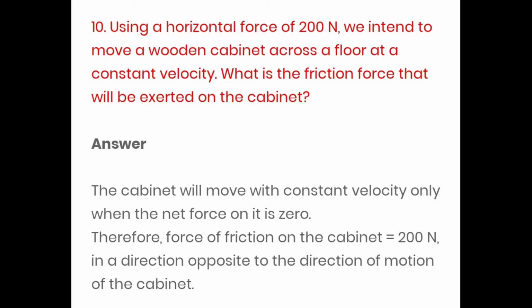Question number 10. Using a horizontal force of 200 newtons, we intend to move a wooden cabinet across a floor at a constant velocity. What is the friction force that will be exerted on the cabinet? Answer: the cabinet will move with constant velocity only when the net force on it is 0. Therefore, force of friction on the cabinet will be 200 newtons in a direction opposite to the direction of motion of the cabinet.